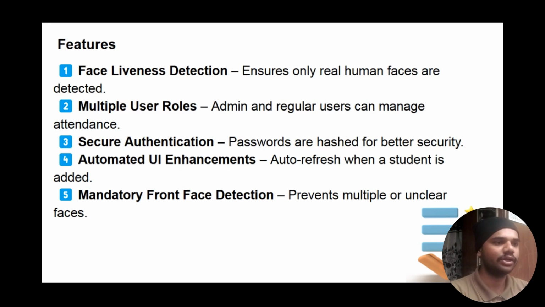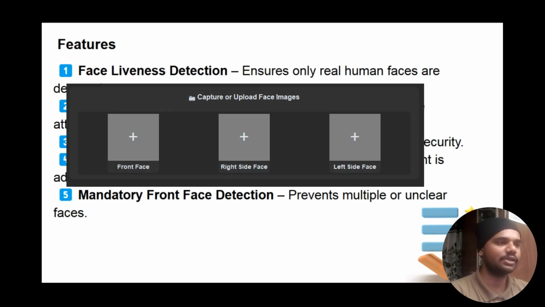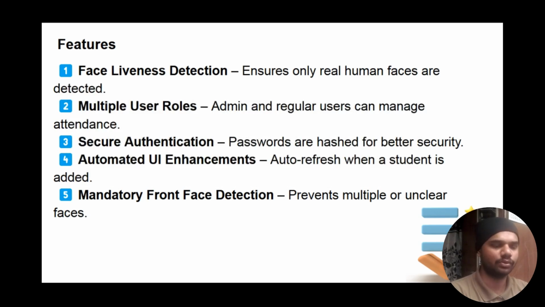And the next is automated UI enhancement: auto refresh when a student is added. This means if the admin adds a new user, or let's say a student, then the database is updated, and at the same time the user interface of student data is also updated, and the same happens when attendance is marked. The last important feature is mandatory front face detection, which prevents multiple or unclear faces. While adding a new student, you have to click your photo 3 times: one from the front angle, second from the right angle, and third from the left angle, exactly as I have done in front of you now. So these are the features of this project.